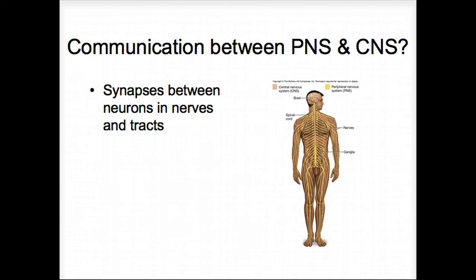Okay, so we've got the peripheral nervous system and the central nervous system, and it's key that there's communication between both these nerves and tracts. And what happens is that there are synapses between the neurons that are traveling in the nerves and the neurons that are traveling in the tracts. So the peripheral nervous system and central nervous system work together to deliver messages from the body, or to the body if it's motor information. Okay?